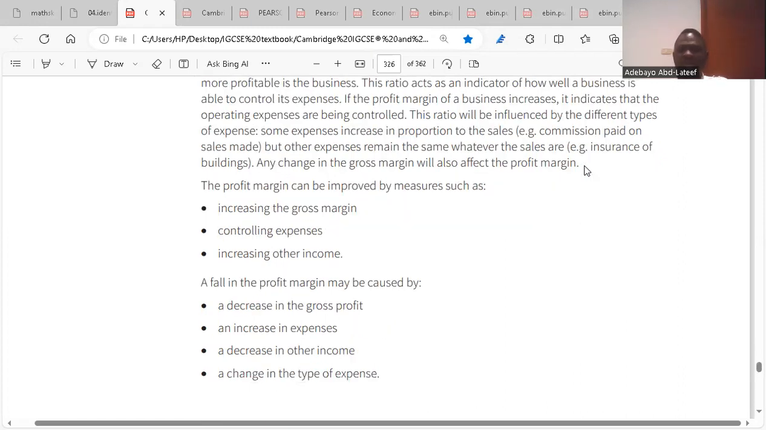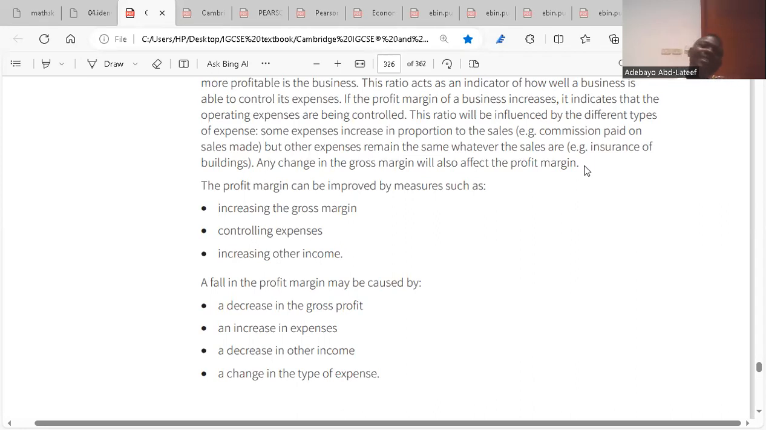When there's a fall in the net profit margin, what are the reasons why we might have a fall? Number one, a decrease in the gross profit. If the gross profit is decreasing, the net profit will decrease, because net profit is gross profit minus expenses. It is a direct, positive relationship. So if the gross profit is less, when you subtract expenses from it, the net profit will become lower.